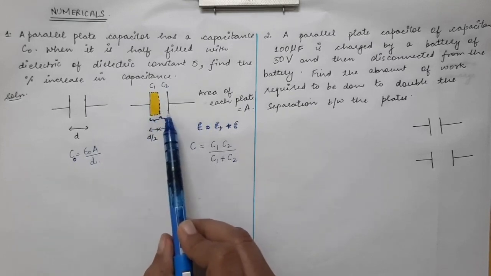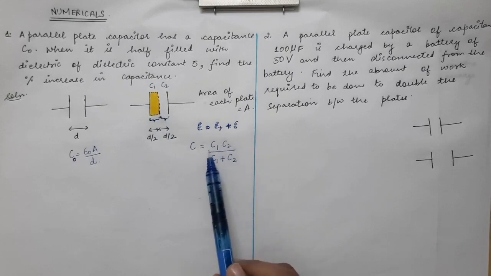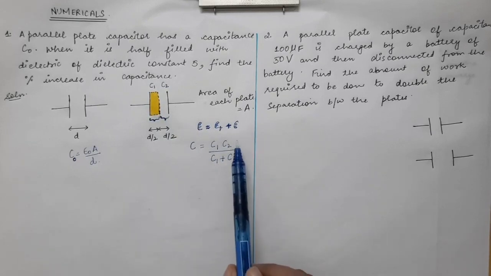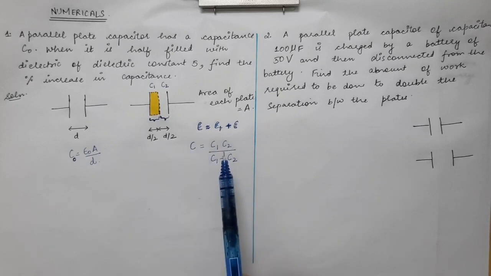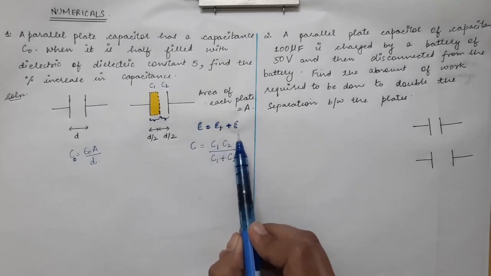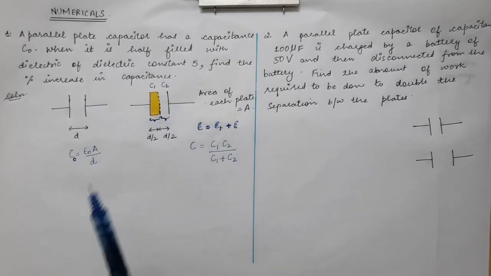So the net capacitance will be the capacitance of the first multiplied by the capacitance of the second, divided by the summation of the capacitance of both the capacitors. So this formula gives us the net capacitance. Now our main target is to find C1 and C2. C1 is the capacitance of this capacitor and C2 is the capacitance of this capacitor.